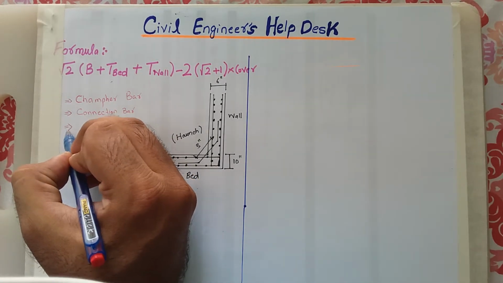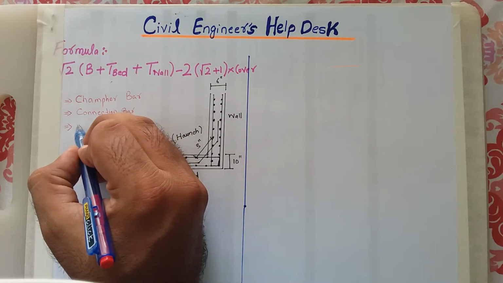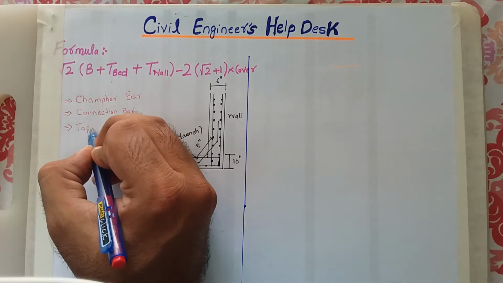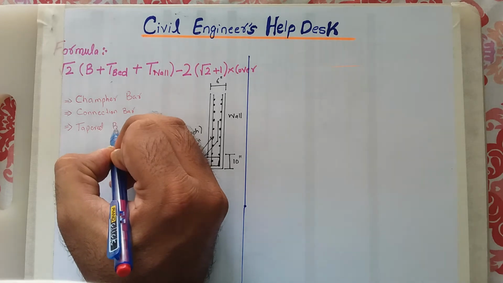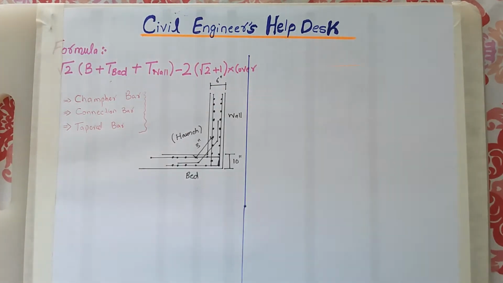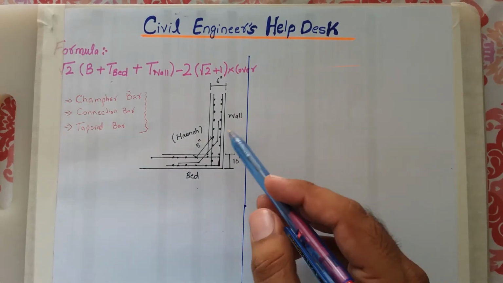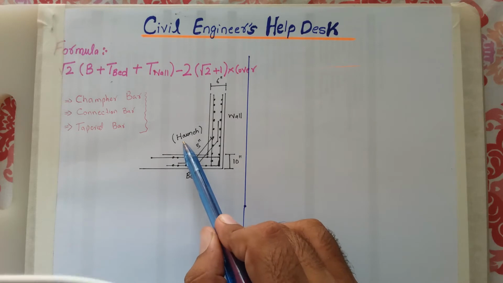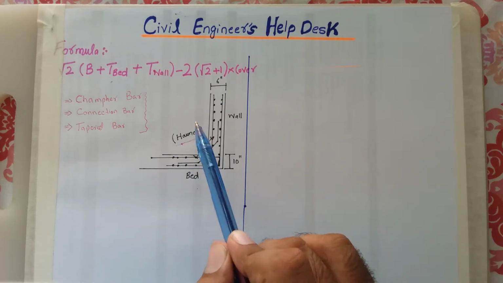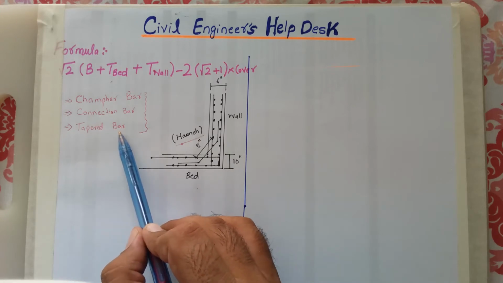Haunch bar has another name, which is called tapered bar. These are the names used on site, because when you go to the steel fixer, he does not know what a haunch bar is, but the steel fixer will know what a chamfer bar, connection bar or tapered bar is.